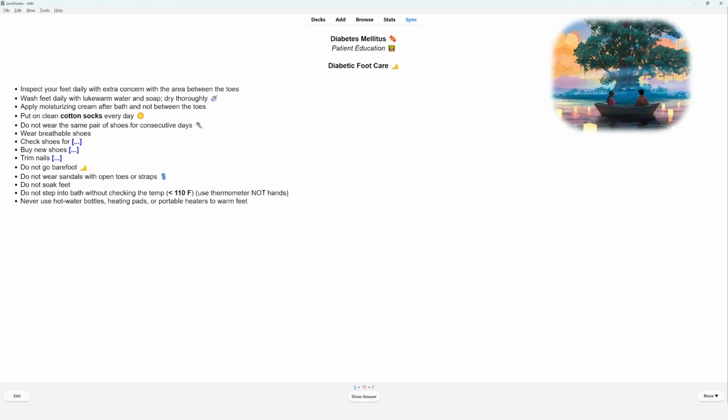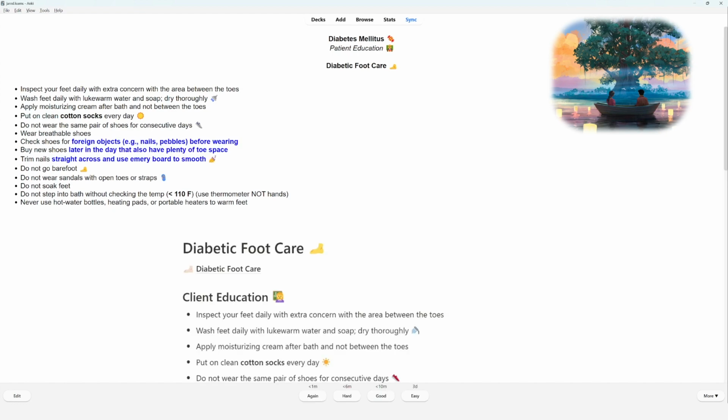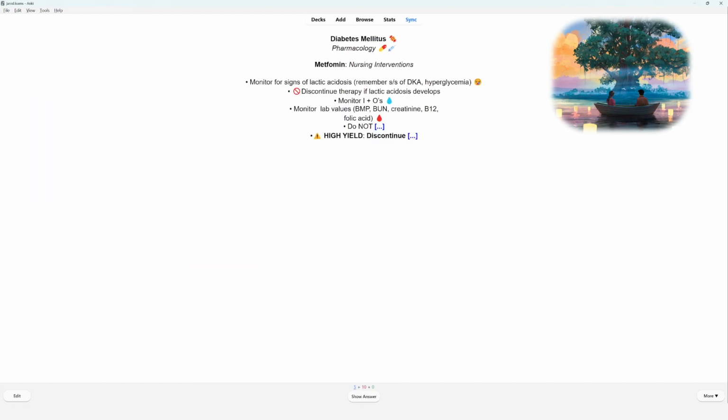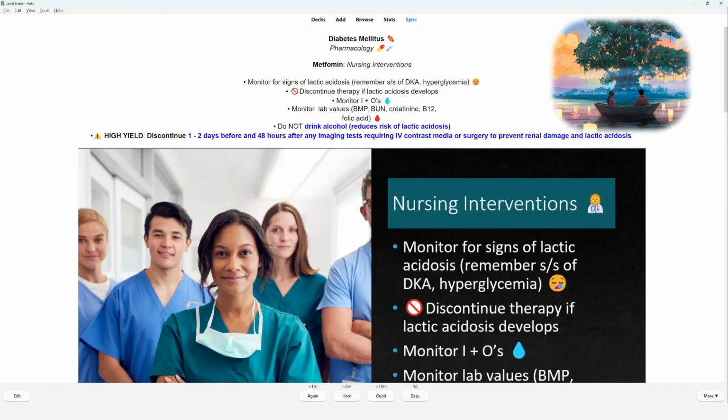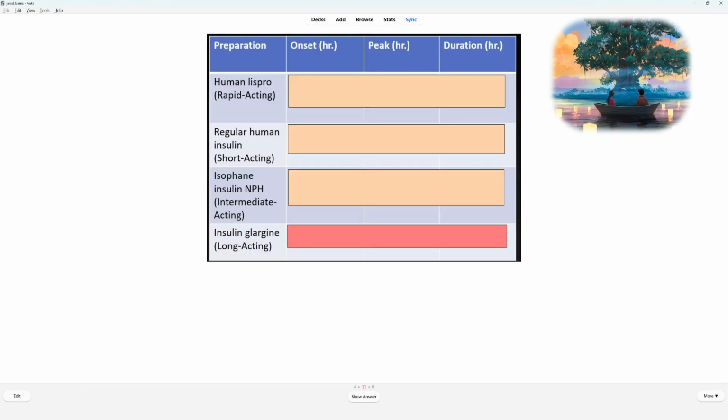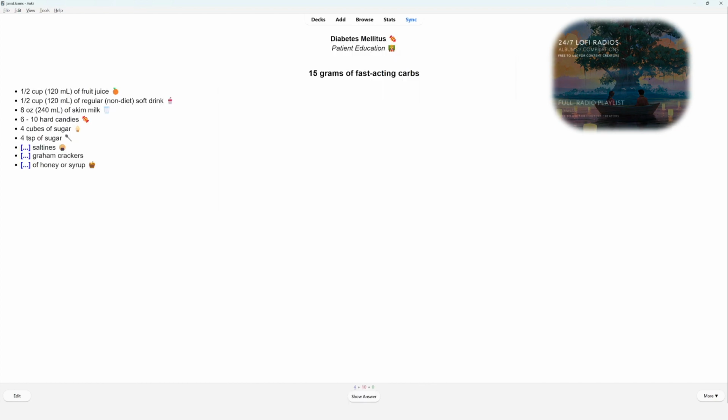Trim nails straight across, buy new shoes later in the day, and then check shoes for foreign objects. Do not, you discontinue this medication 48 hours before any type of surgery or imaging test. Don't drink alcohol. 2 to 4, no peak, 24-hour duration. 6 saltines, 3 graham crackers, and 1 tablespoon of honey.